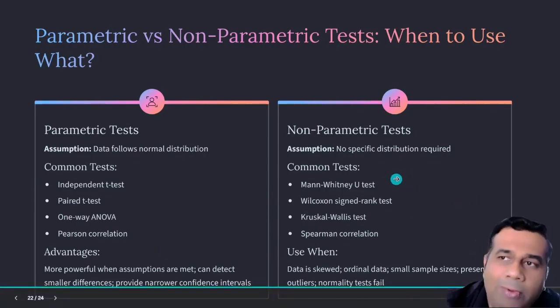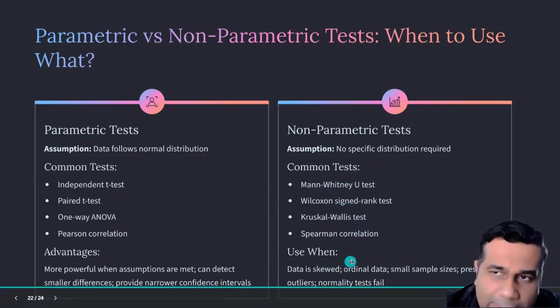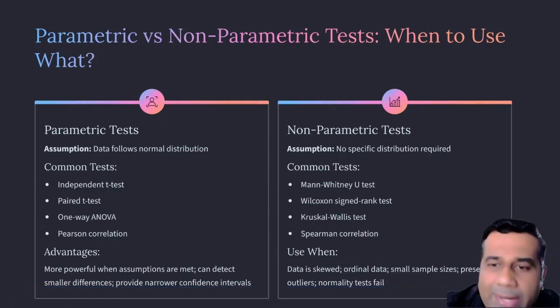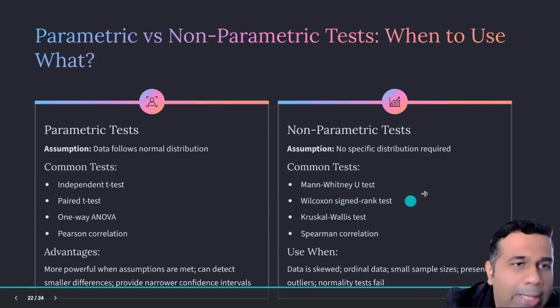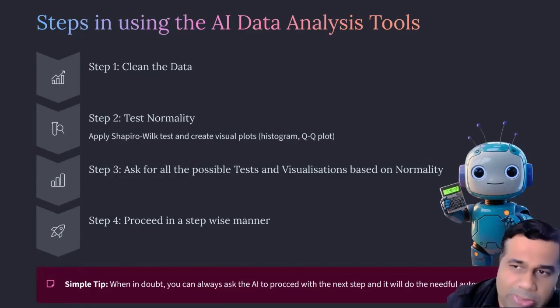Non-parametric, on the other hand, we will be doing on data which are not normally distributed. The common tests are Mann-Whitney, Wilcoxon, Kruskal-Wallis, and Spearman. This is done in scenarios where data is skewed, we have ordinal data, small sample size, presence of outliers, or when the normality test fails. In all these scenarios, we will be using non-parametric tests. Now, this is the step-by-step process of how we will be proceeding in further sessions on how to use AI tools for data analysis.